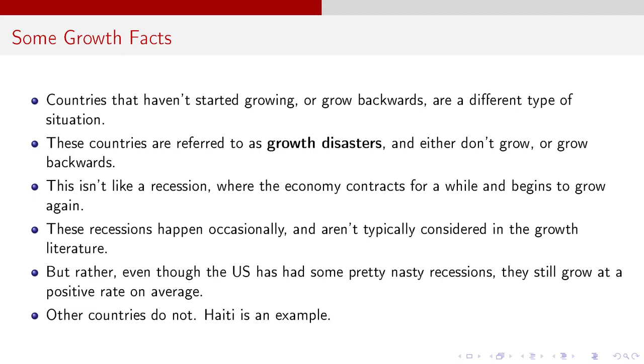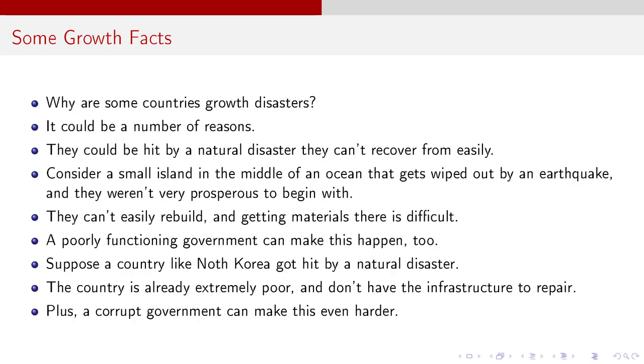The U.S. has had some pretty bad recessions, but the U.S. still grows at a positive rate after the recession. Other countries don't. Look at Haiti. Haiti is definitely a growth disaster. It has incredibly slow, or actually just incredibly negative, economic growth rates.